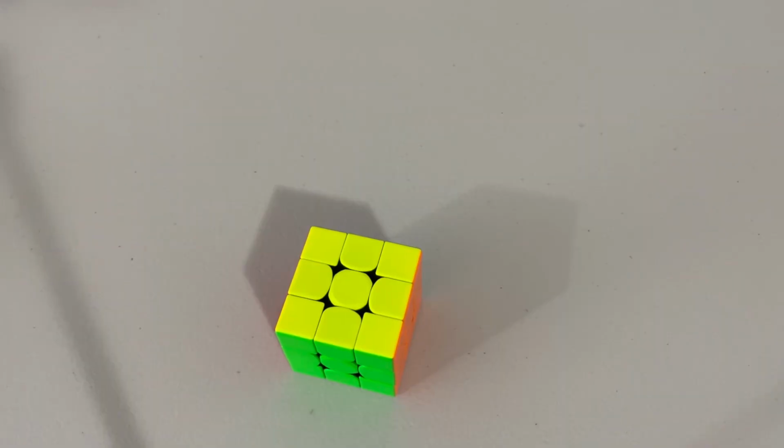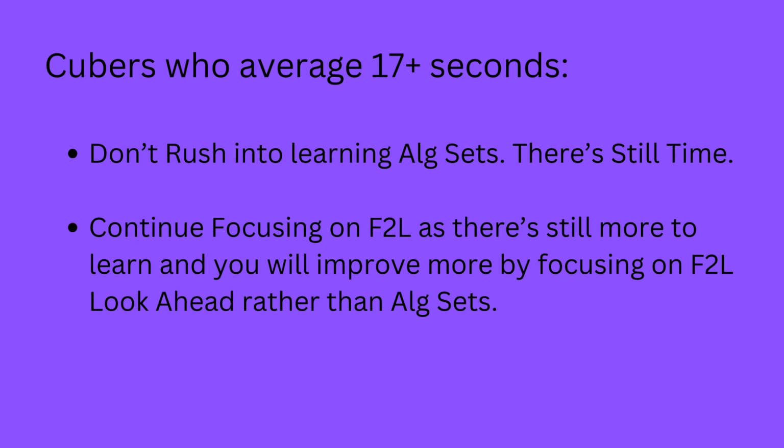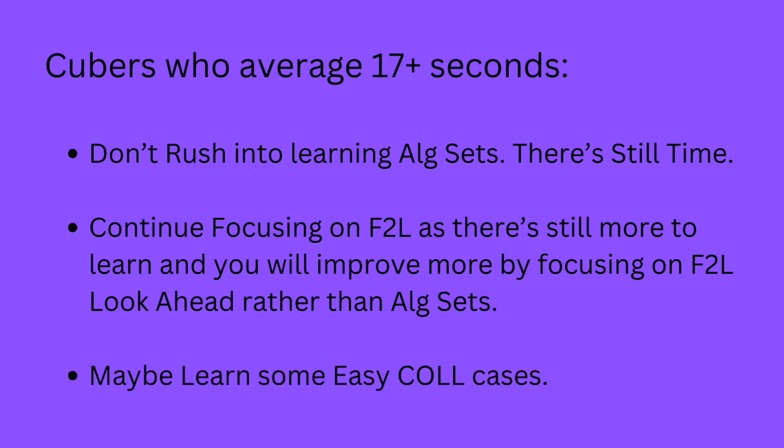But you may be asking, when should you learn these alg sets? Well, if you average 17 seconds or more, you should just stick to practicing F2L, as you still have lots to improve before you should learn these alg sets. However, you can still learn some easy CLLs if you want to.